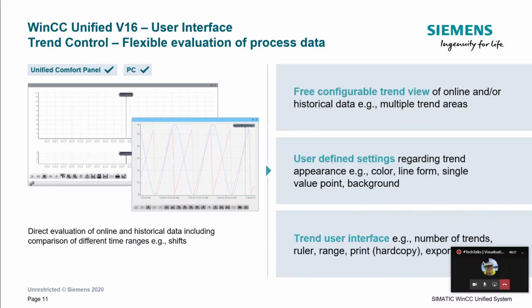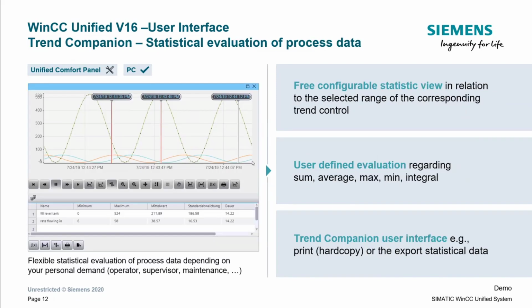We can also do other types of configuration regarding the background, the line form as well, which we'll show in the demonstration, and also the ability to select ranges, print like a hard copy of this, or indeed export out of the trend control into like a CSV format. We also have something called the trend companion, so it's a separate control, but it's kind of linked to the trend control. So we can see here it's available at the moment on the PC station, but in development for the comfort panels.